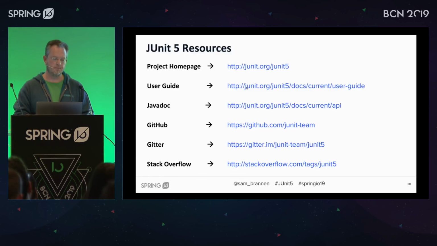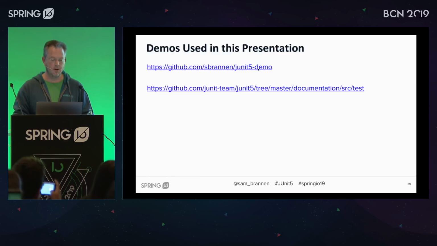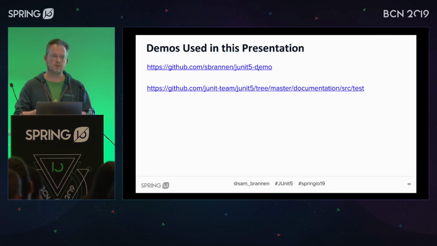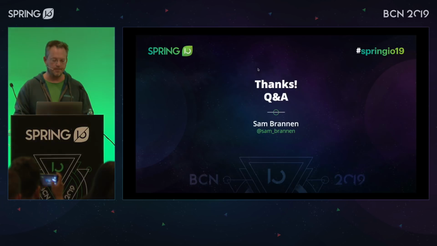So in closing, I have some resources here for accessing JUnit. Basically, start at junit.org, get to JUnit 5. There's a bunch of links there you can see. There's a link to the reference guide, Javadoc, GitHub, stuff like that. Also, Gitter and Stack Overflow. There are links to those in the user guide as well. Demos used in this presentation are in my account, sbrannen on GitHub, junit5-demo. I also used some examples straight from the user guide in JUnit 5. One thing we do there is the examples in the user guide are actually executed in the build, so you're guaranteed that they work, and you can copy them from the documentation project if you want.